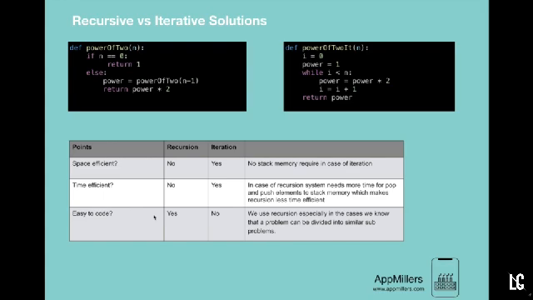Then the next point is ease of coding. As you see, recursion is very easy to code. Many complicated problems can be written in recursion very easily. But when it comes to iteration, it's very difficult to write some problems iteratively. That's why if we know that we can divide a problem into similar subproblems, it's advisable to use recursion. So that's all for the comparison of recursion versus iteration. Hopefully, you understand the main differences between them.